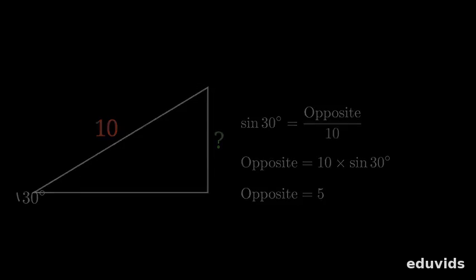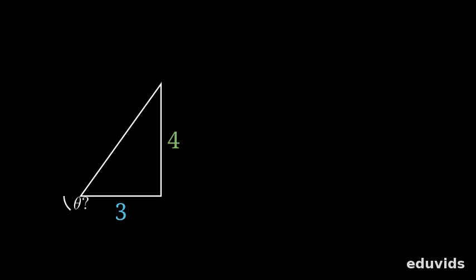Easy. What if we need to find an angle instead? Imagine a triangle with an opposite side of 4 and an adjacent side of 3. Which ratio connects opposite and adjacent? That's TOA, tangent. So, tan theta equals 4 divided by 3. To find theta, we use the inverse tangent function. Arctan of 4/3 is about 53.1 degrees.